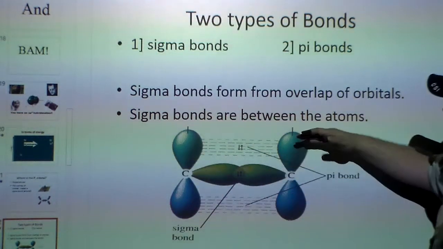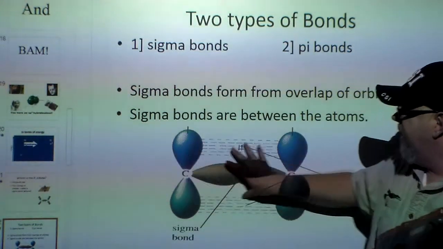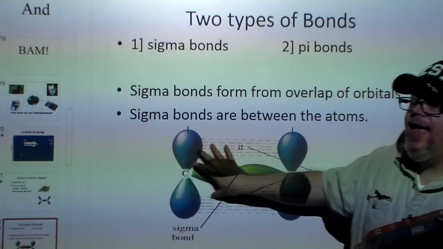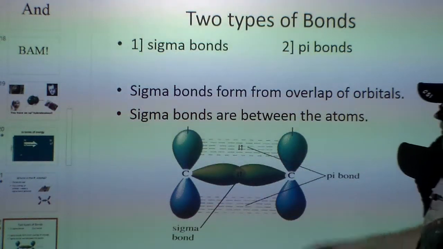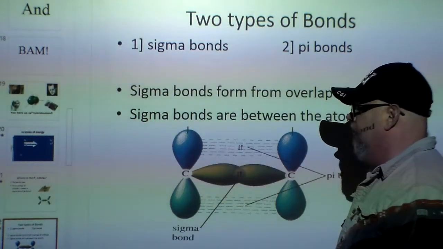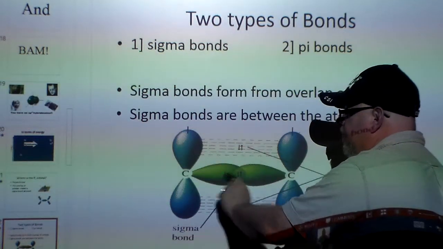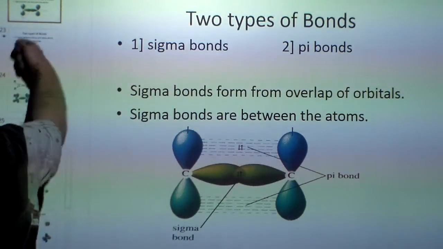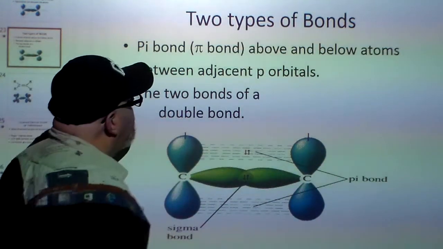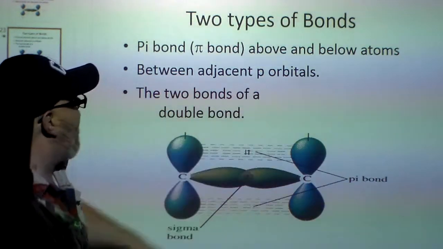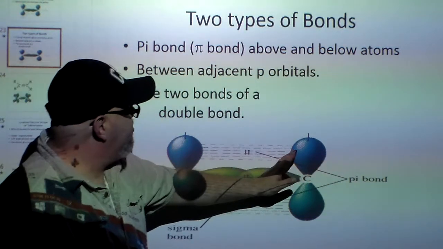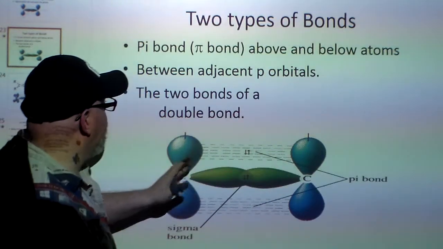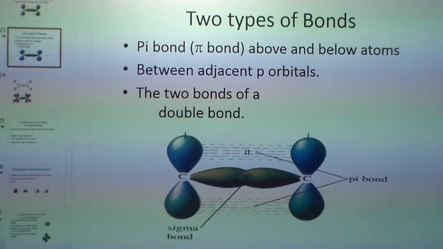directly in between the atoms, whereas if we look at the pi bonds, remember, they can overlap, but they are not connected directly to the carbon. Not like here. So that's part of the story. So pi bonds are above and below the atoms. They are between adjacent p orbitals, the two bonds of a double bond.